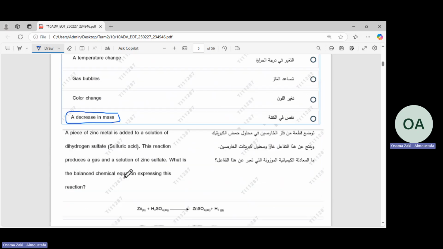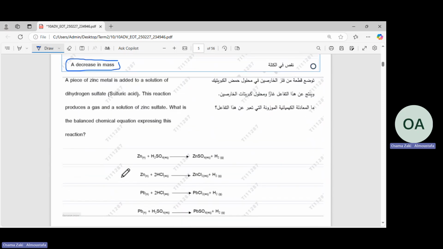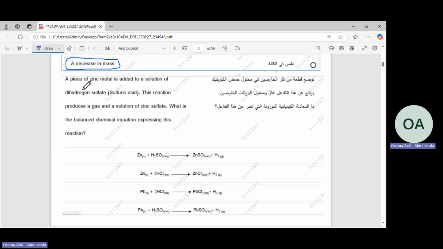Okay. So here they say a piece of zinc, which is solid, is added to a solution of dihydrogen sulfate, which is called sulfuric acid, which is H2SO4. Okay, AQ. It's a solution. This reaction produces a gas and a solution of zinc sulfate, which is ZnSO4. Okay, solution. So let's check.